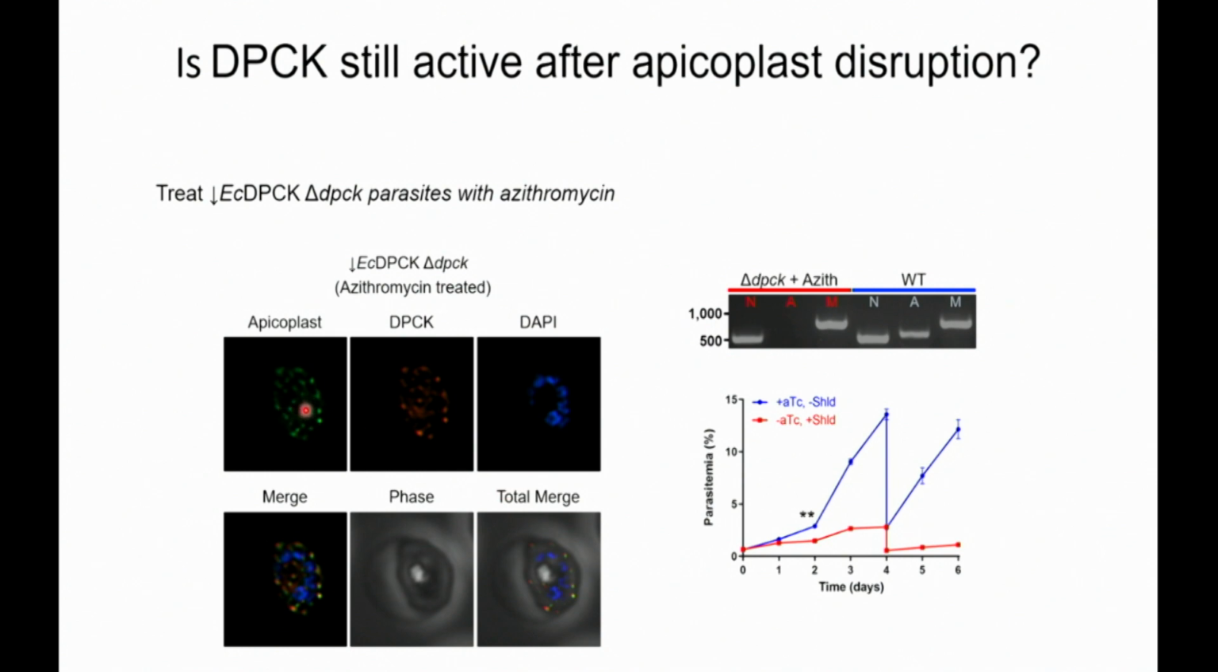This is another indication that this is an apicoplast disrupted parasite line. The apicoplast genome's gone. And in these cells, the important experiment shows that when we do this permissive versus non-permissive conditions, we find that the DPCK activity is still essential in this apicoplast disrupted state. And so the implication here is that the DPCK activity is still active in this disrupted state.